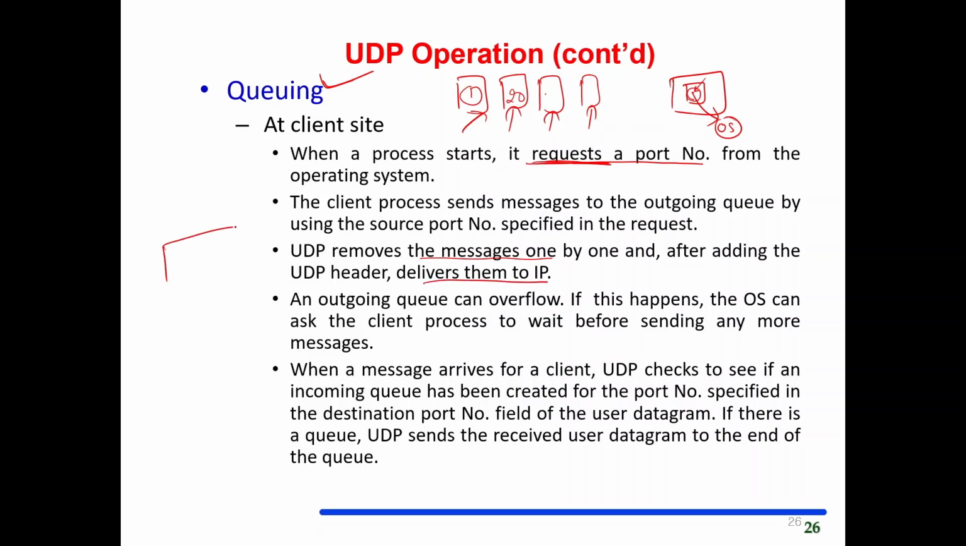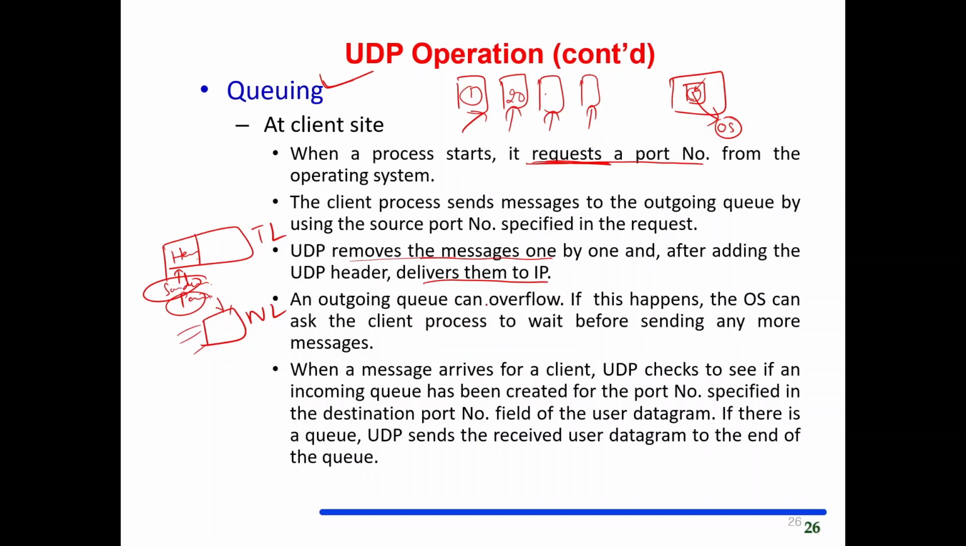In the transport layer, the header will be added. This header will have the source port number and destination port number. This happens at the transport layer. Whenever they reach the network layer, these source and destination port numbers will be removed and the message will be sent to the network layer. That is the meaning of this sentence. That means the messages will be removed and delivered to the IP, that is the network layer.